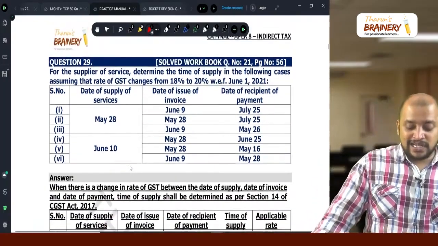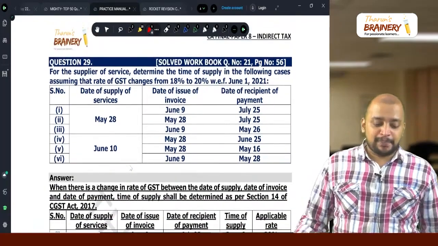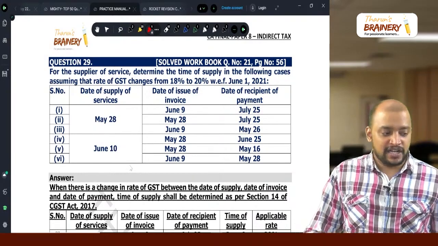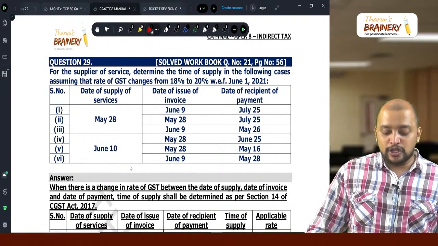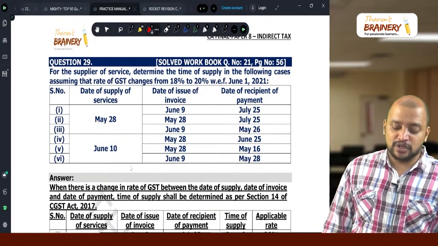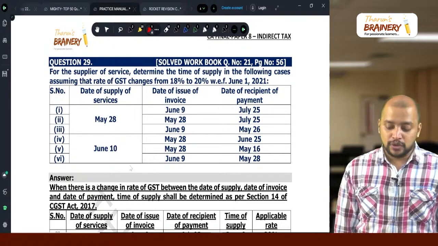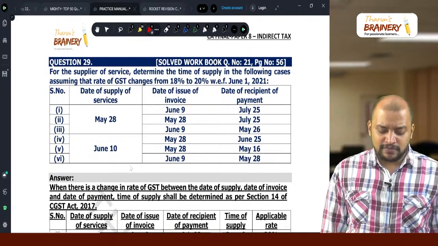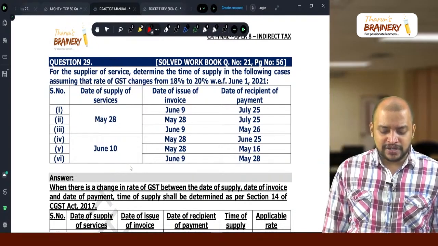Then question number 29. For the supplier of service, determine the time of supply in the following cases, assuming that the rate of GST changes from 18% to 20% with effect from June 1, 2021. Date of supply of service May 28, date of issuance of invoice June 9.